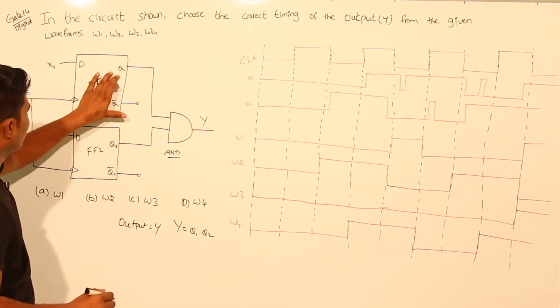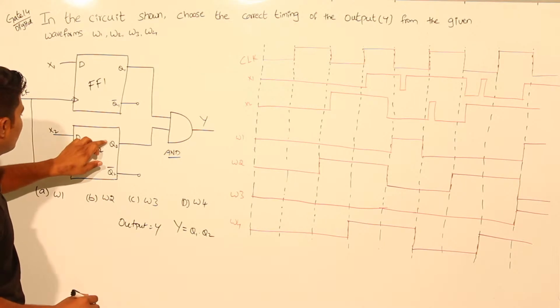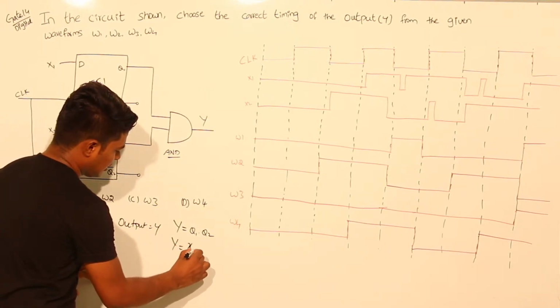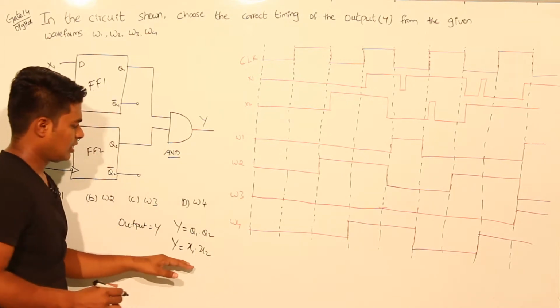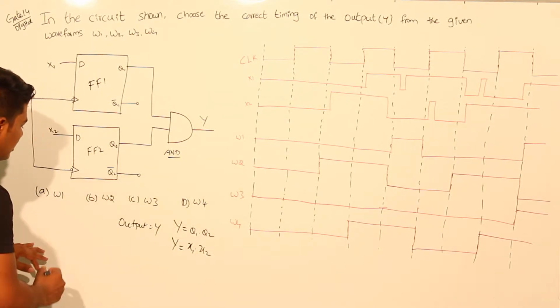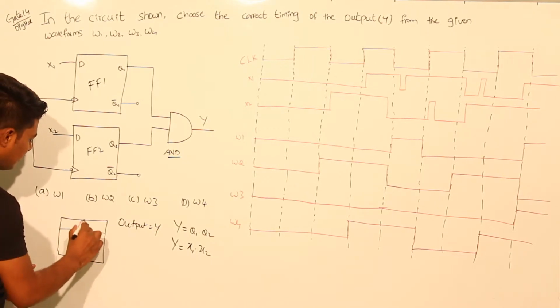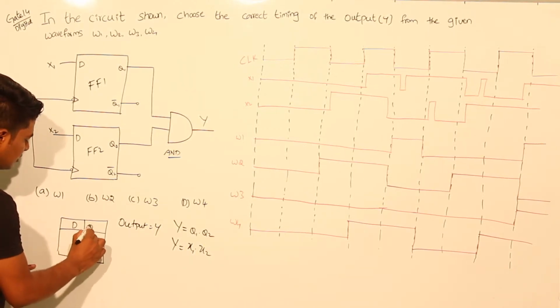For this Q1, input is X1. For this Q2, input is X2. You can replace Q1 by X1 and Q2 by X2. Before going to that, we need to write the truth table for the D flip-flop. This is D, this is Q plus state.